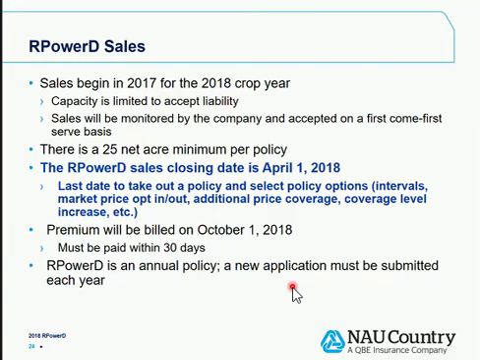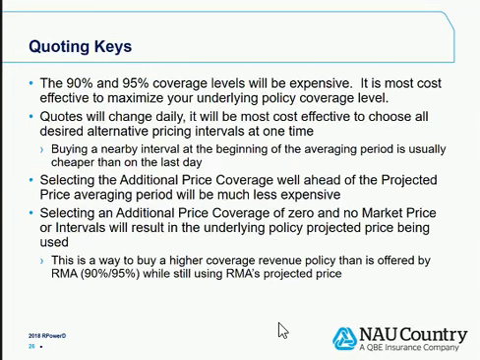And that's even more true on price products because the market's changed this year versus last year. Quoting keys, the 90 and 95% coverage levels, as you might expect, will be expensive. It's less deductible, means more cost. It's, as I mentioned before, most cost effective to maximize your underlying policy coverage.